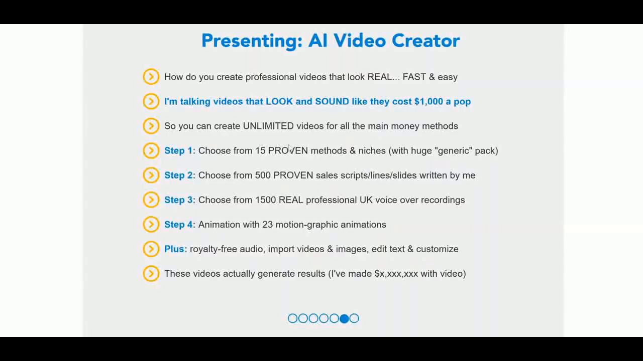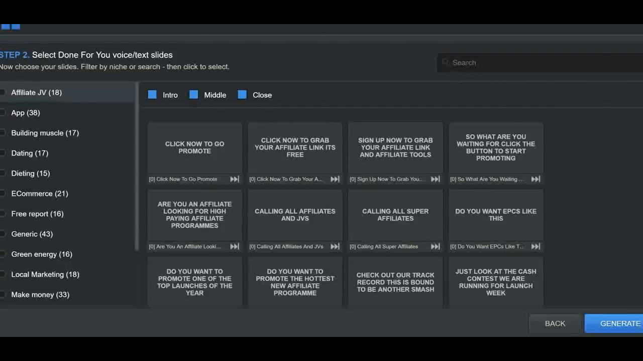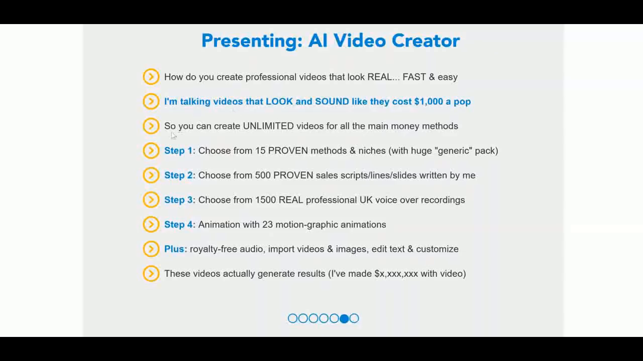So here's how the tool works. Now we'll give you a demonstration of the tool in just a second, but basically here's how it works. The first thing is we give you 15 proven methods and niches. So for each of these methods, we've created 500 proven sales scripts, lines and slides, which is to say I've personally written all of these scripts out. And then for each of those scripts, you can choose from 3 different voiceover styles that are recorded by a UK female professional voiceover, which is the highest converting one that we found. And we have then also got 23 motion graphics animations which you can use.